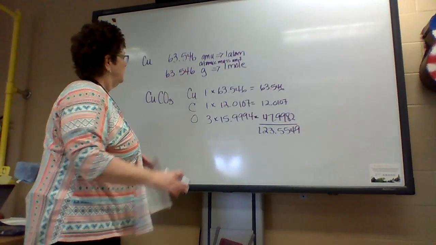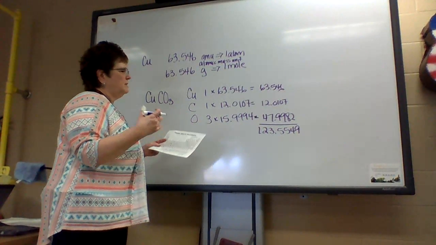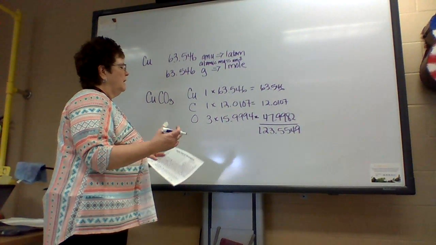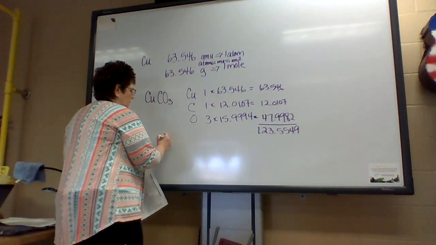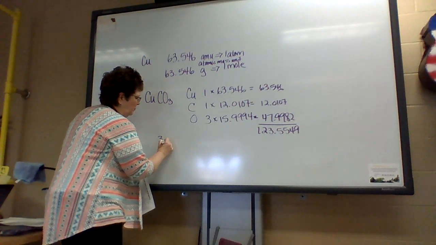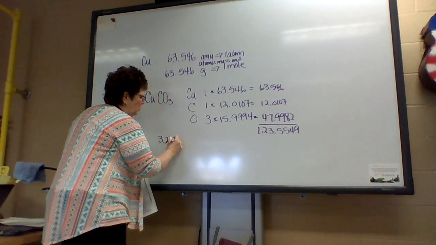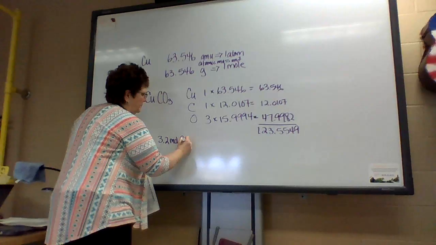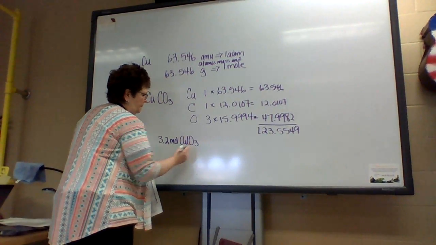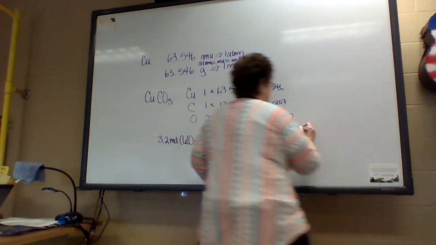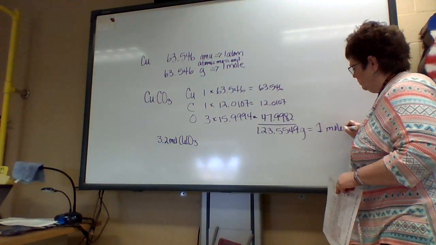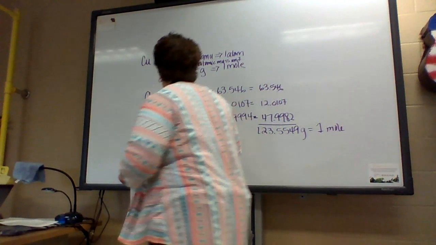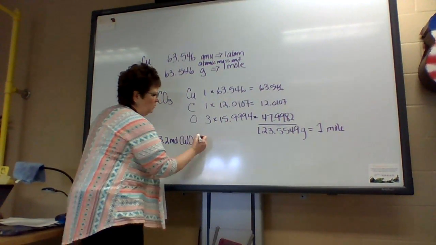However, my original problem, let's say I want my original problem, okay, we can do that. And I'm going to transfer it over to moles. So if I have 3.2 moles of copper 2 carbonate, and I know that this many grams is 1 mole of copper 2 carbonate, how many grams do I have with 3.2 moles?